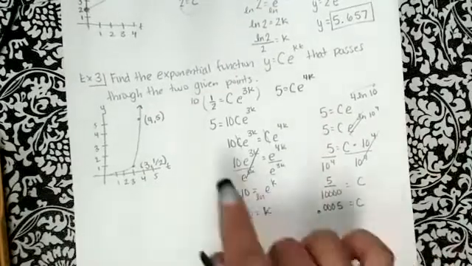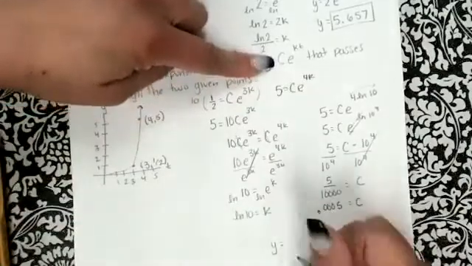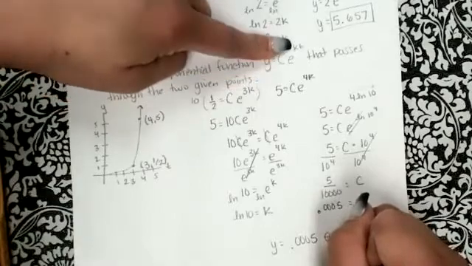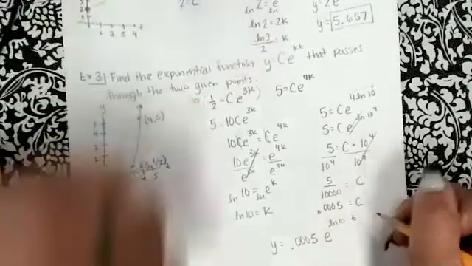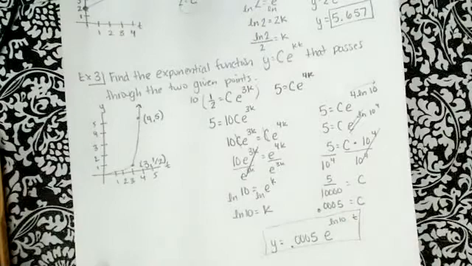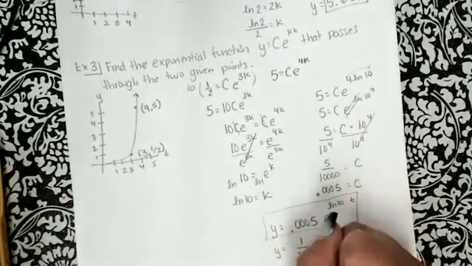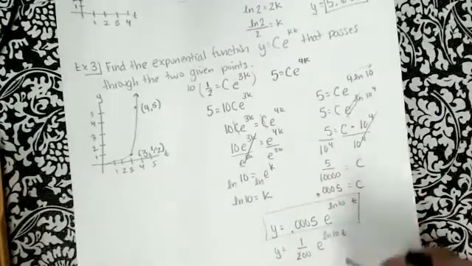So it asks for the equation. The equation is y equals c e to the kt. And if you wanted to, you could have also written this like this. That's the same as saying 1 over 200. That's the same thing.